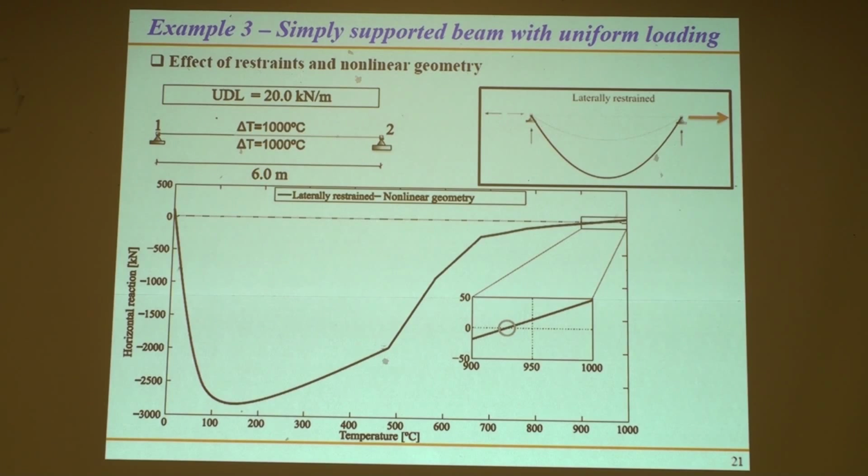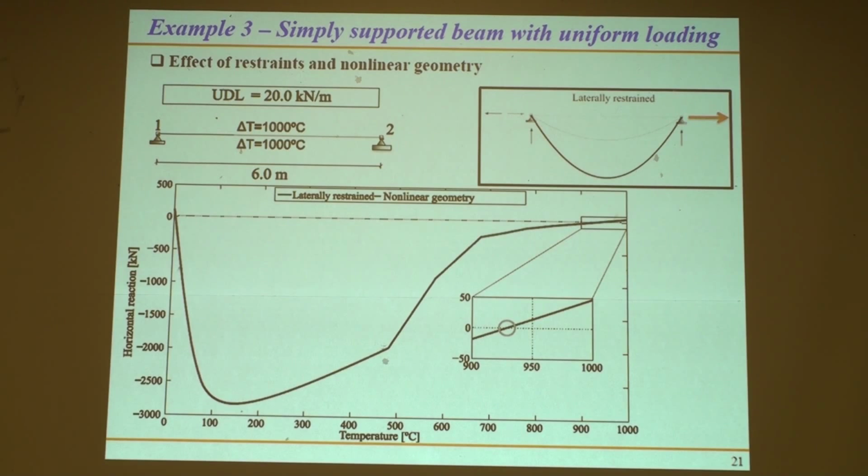And again, just because I am an academic, I went to look at what happens to this horizontal reaction. We know we have a uniform distributed load of 20 times 6, so it's 120. The vertical reactions remain unchanged, just by equilibrium.